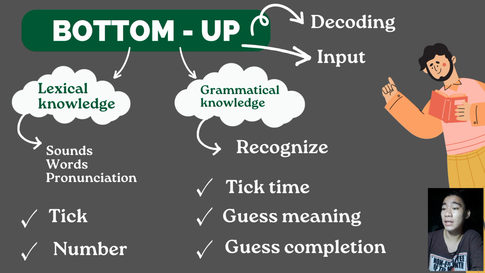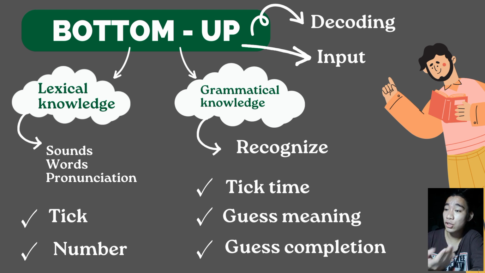So, let's start with lexical knowledge. When we say lexical knowledge, this means the sounds you receive, the words, also pronunciation of the words. And you know why pronunciation is very important in lexical knowledge? Because there are some words that can be pronounced similarly but mean different things. So this is what lexical knowledge involves: sounds, words, and pronunciation.